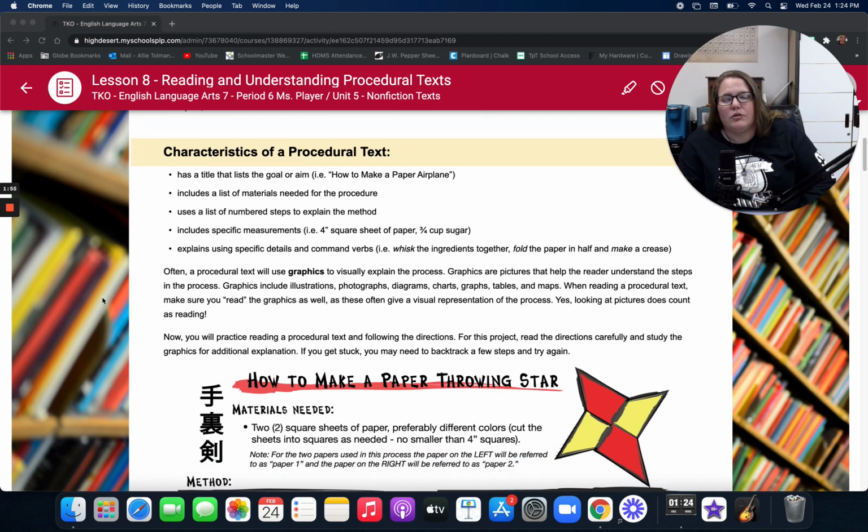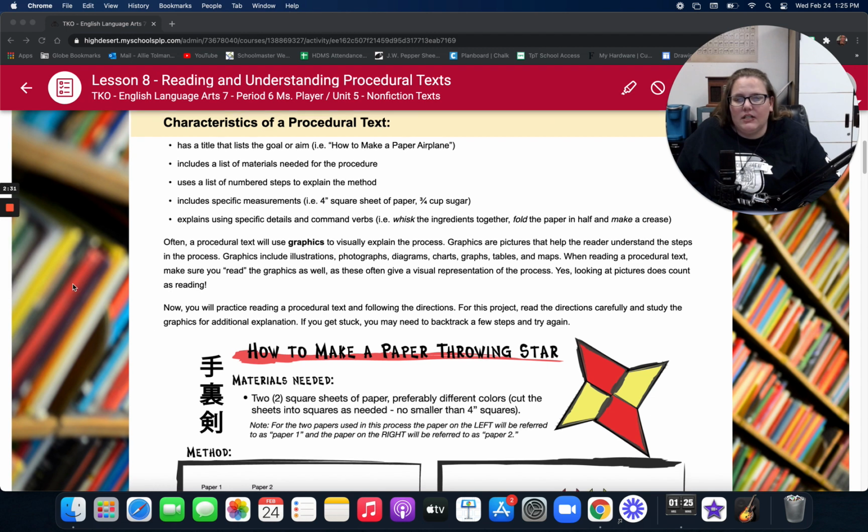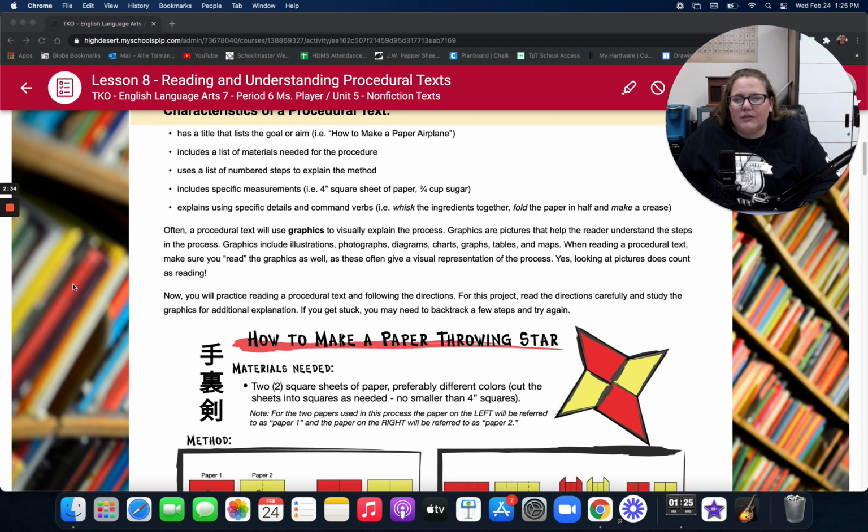Often, a procedural text will use graphics to visually explain the process. Graphics are pictures that help the reader understand the steps of the process. Graphics include illustrations, photographs, diagrams, charts, graphs, tables, and maps. When reading a procedural text, make sure you read the graphics as well, as often these give a visual representation of the process. Yes, looking at the pictures does count as reading. Now you will practice reading a procedural text and follow the directions. For this project, read the directions carefully and study the graphics for an additional explanation. If you get stuck, you may need to backtrack a few steps to try again.